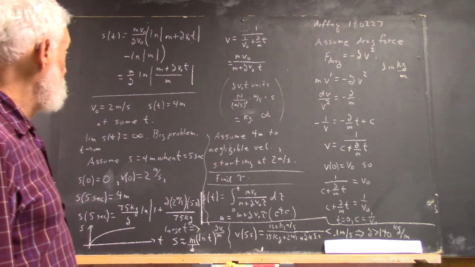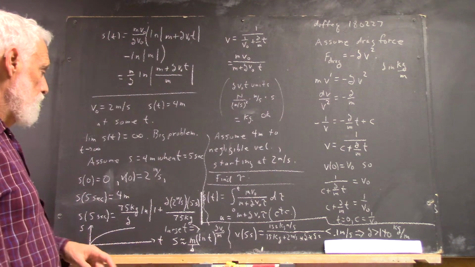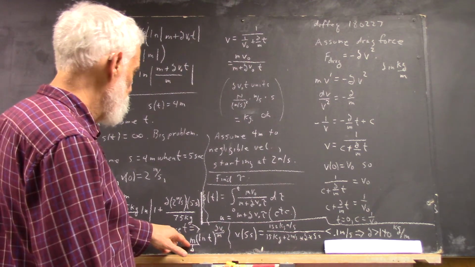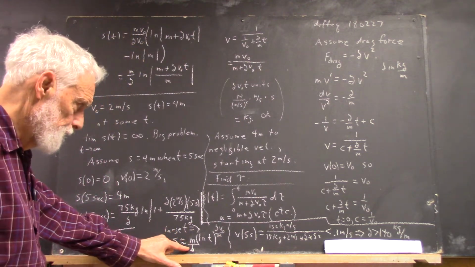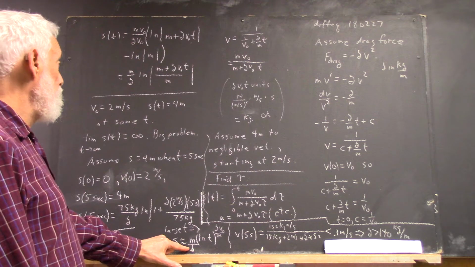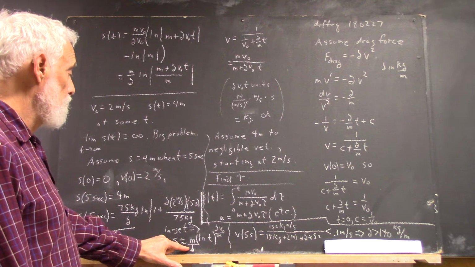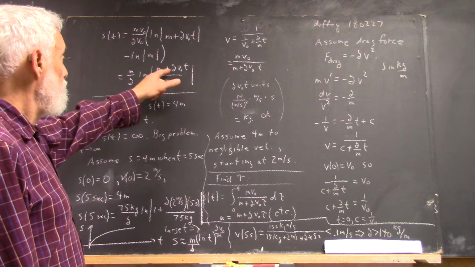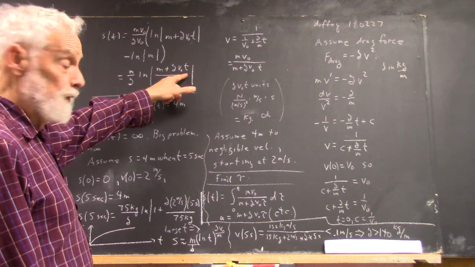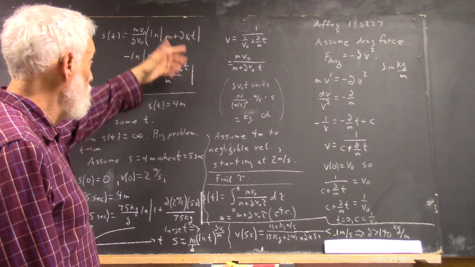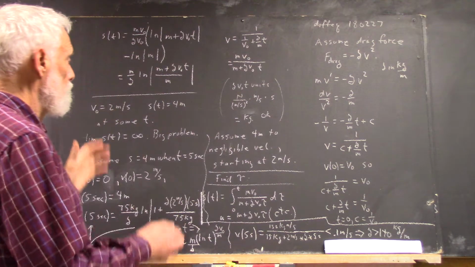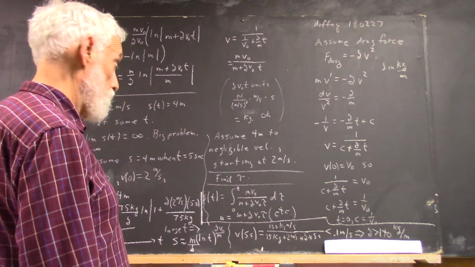Okay? Still, we would have something like m over delta, and that's a badly written delta, but that's supposed to be a delta, times that natural log. And of course, the natural log of delta V naught t is the same as the natural log of t raised to the power delta V naught.